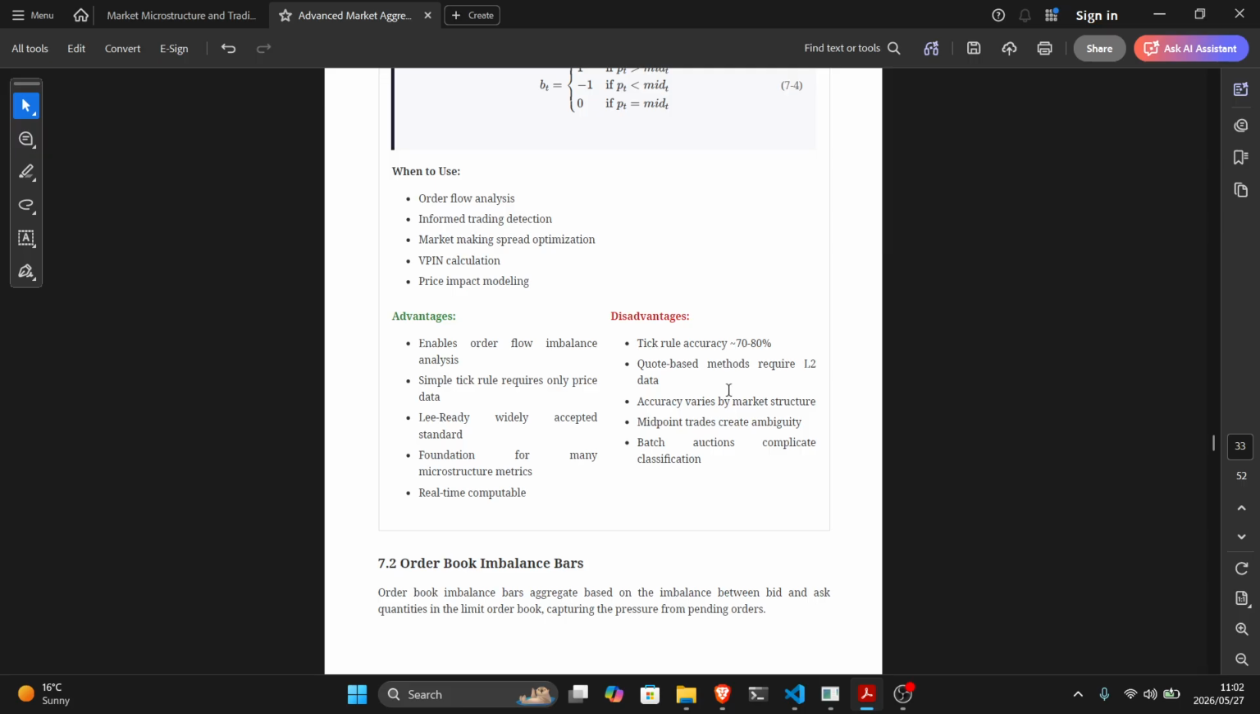The disadvantages of this type of aggregation: tick rule accuracy is approximately 70 to 80%. Quote-based methods require L2 data. Accuracy varies by market structure. Midpoint trades create ambiguity. Batch auctions complicate classification.